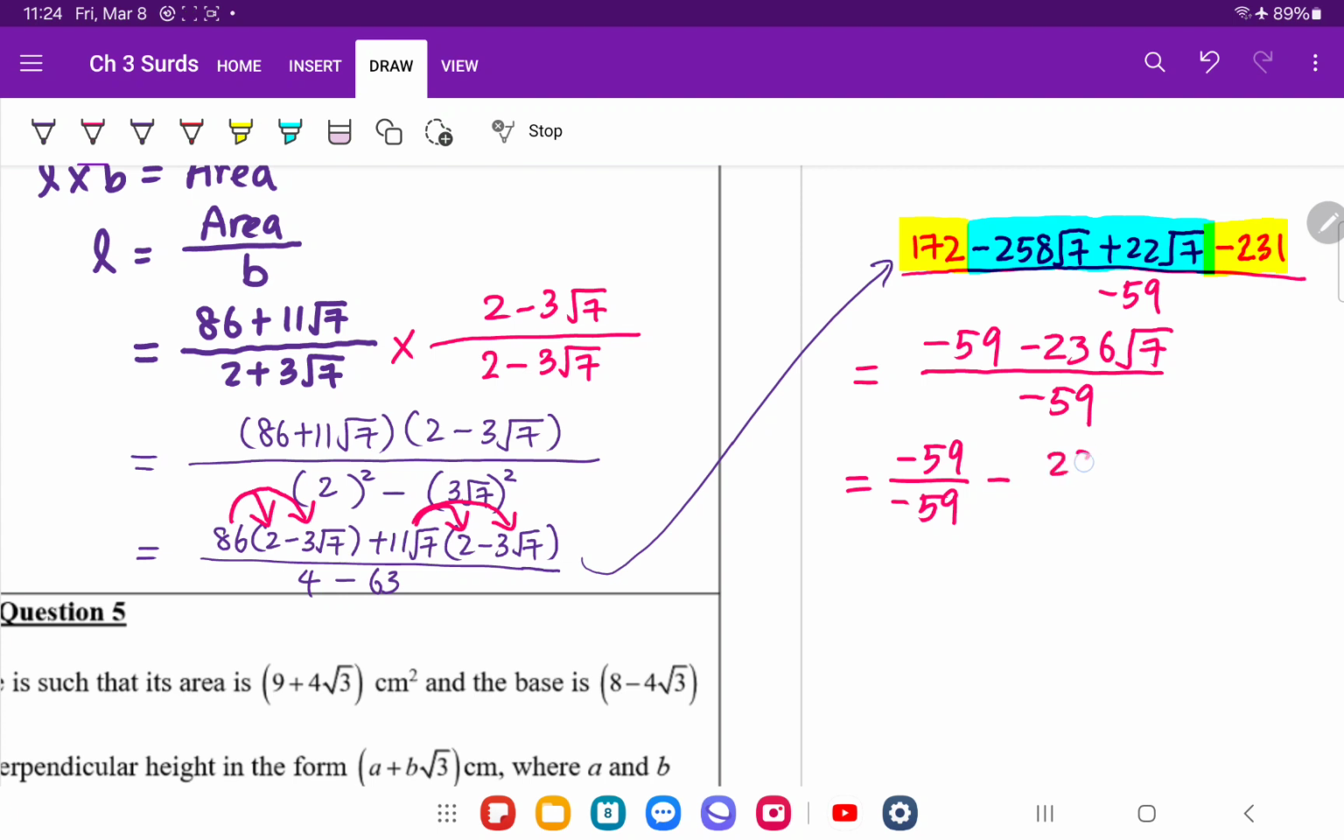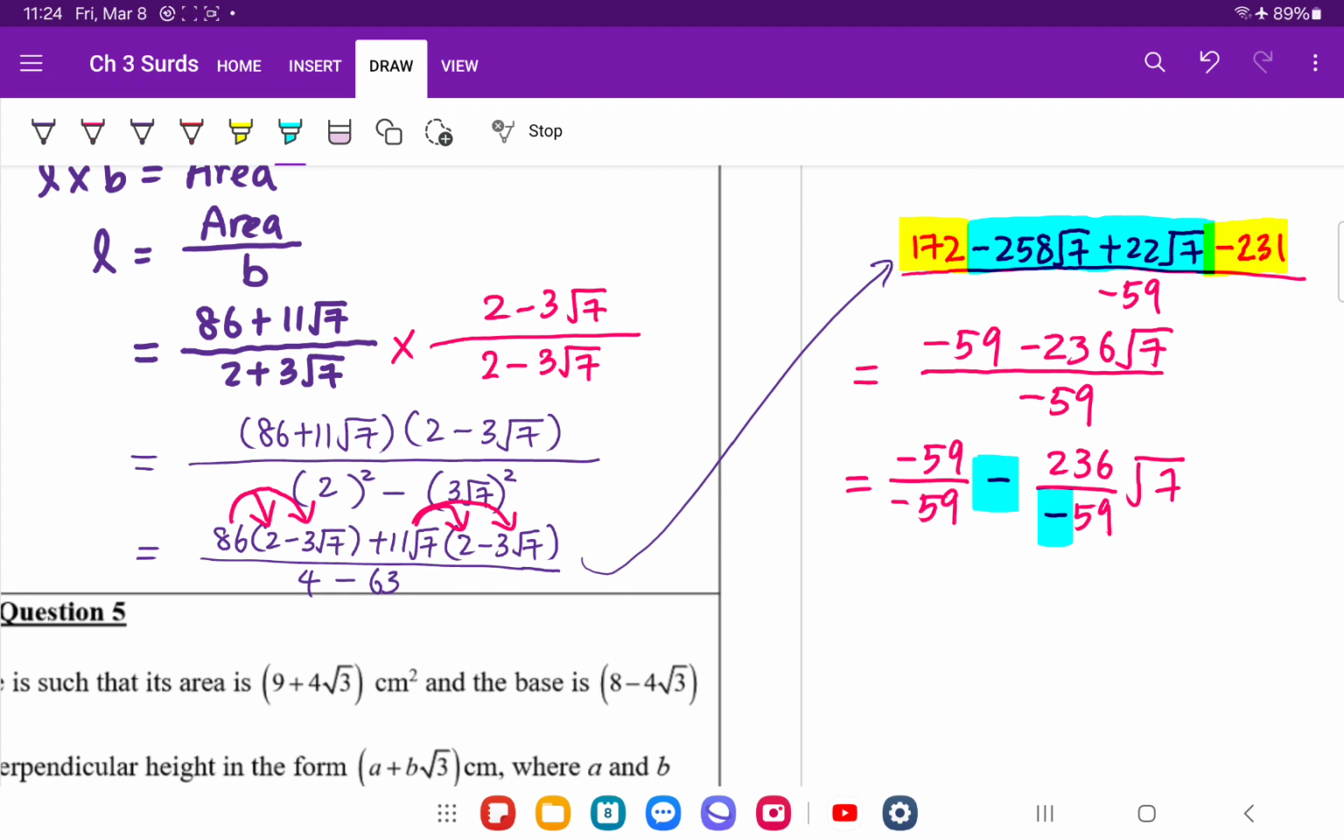Minus 236 over negative 59. Everybody, look carefully at these 2 negatives. How come there are 2 negatives here? The negative is for the 59. Because there are 2 negatives here as well. Okay, so make sure you split the negatives. Okay, those of you who are fast enough, right, already know that negative will give a positive.